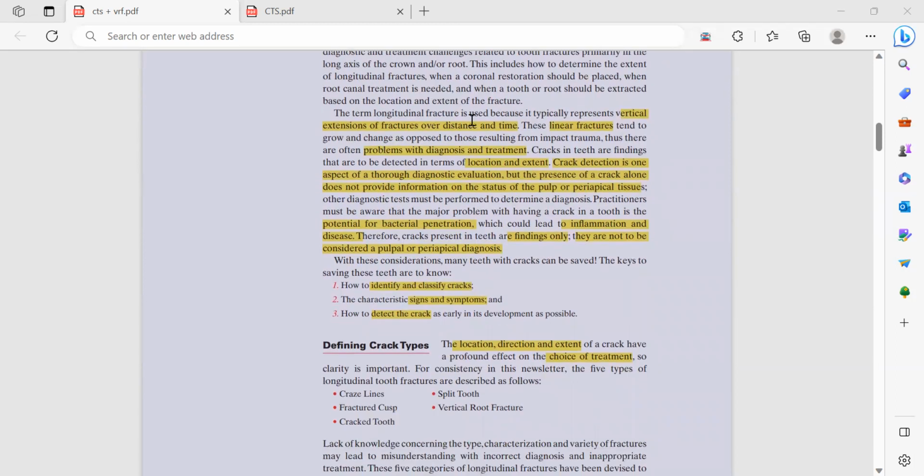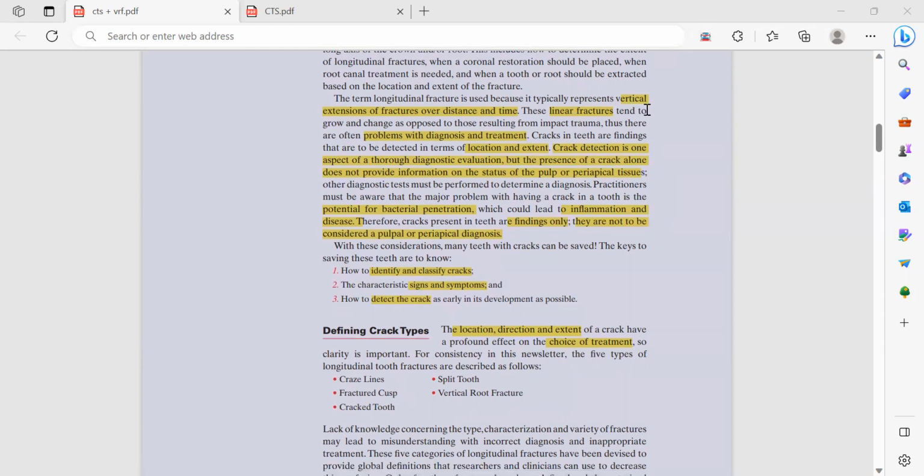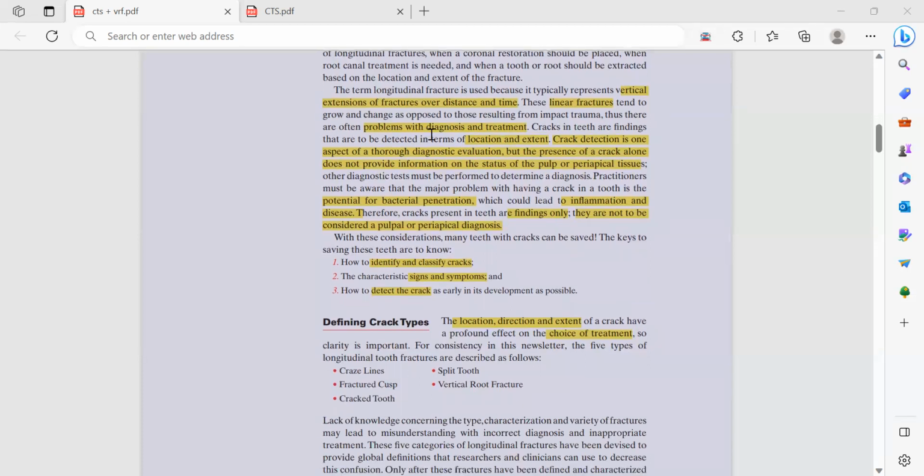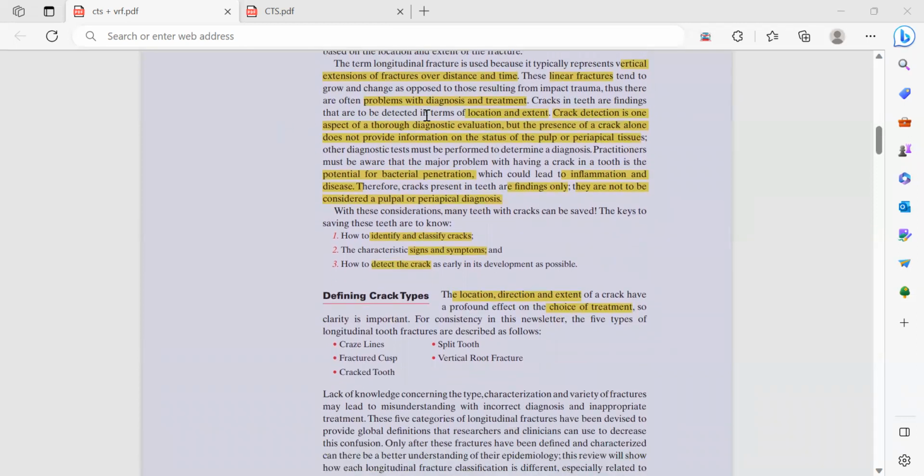The term longitudinal fracture is used because it typically represents vertical extension of fractures over distance and time. These linear fractures tend to grow and change as opposed to those resulting from impact trauma. Thus, there are often problems with diagnosis and treatment. Cracks in teeth are findings that are to be detected in terms of location and extent. Okay, so cracked tooth is not a diagnosis.